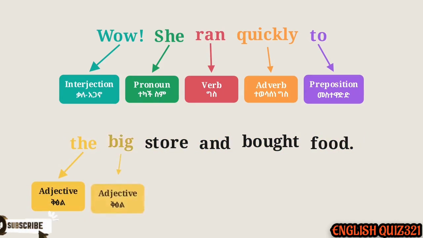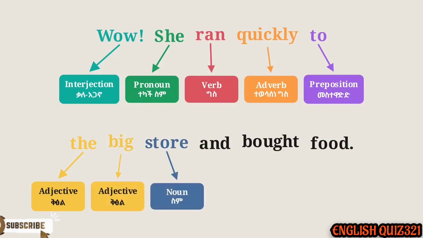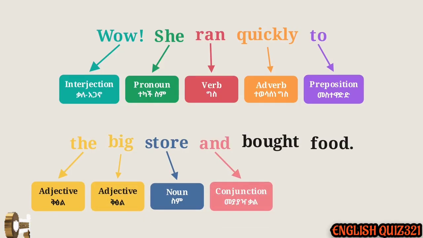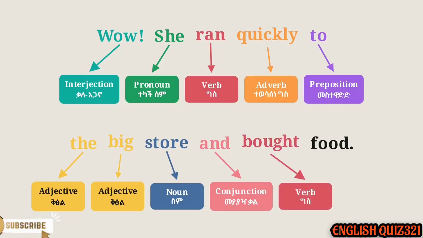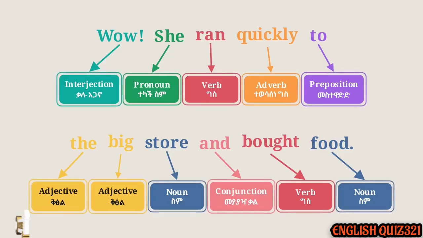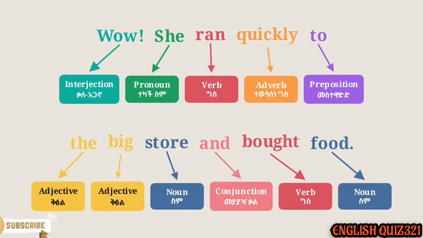Now for the second half. The is an article, which we group closely with adjectives. Big is our descriptive adjective. Store is a place, making it a noun. And is the conjunction acting as a bridge. Bought is another action verb. And food is a thing, so it's our final noun. Every single word has a clear assigned role.